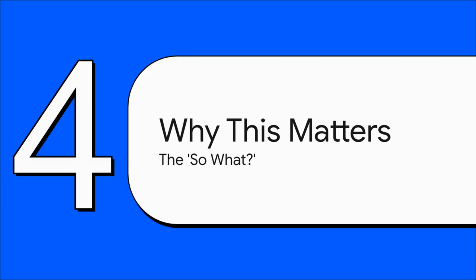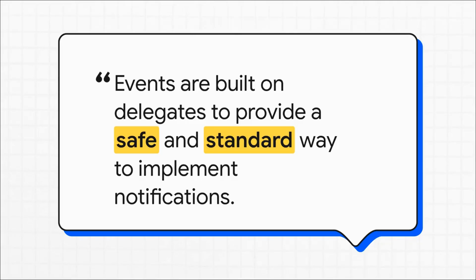So we've gone through all the technical bits, but why does any of this actually matter when you're building software? What's the real so what for us as developers? It all comes back to this one simple idea. Events aren't some brand new, totally separate thing. They are the application of delegates for a very specific and very common problem. They take all the power and flexibility of delegates and then wrap it in this crucial layer of safety and predictability, which stops other parts of your program from messing things up.